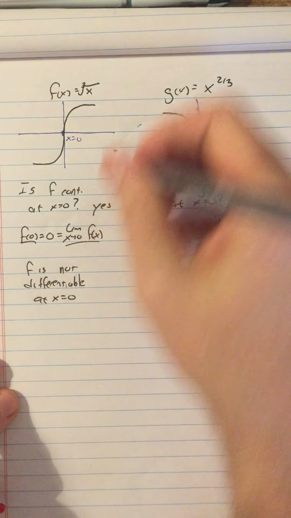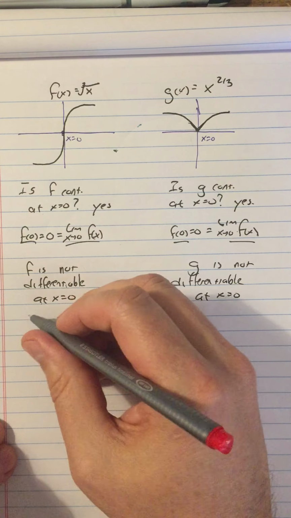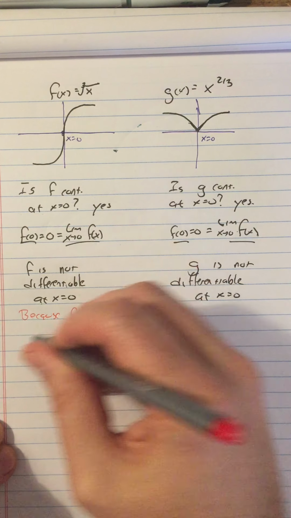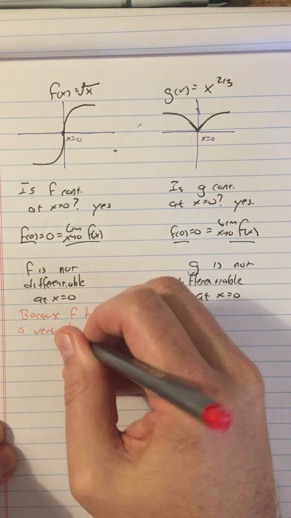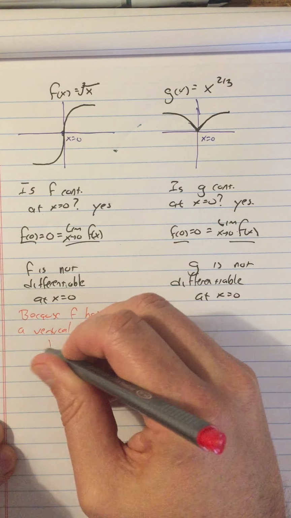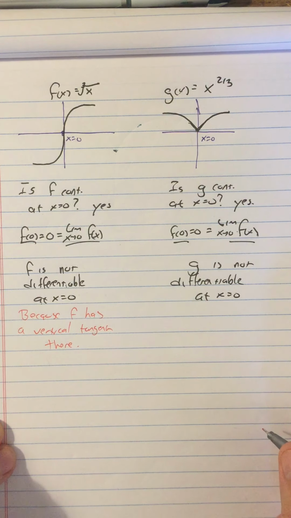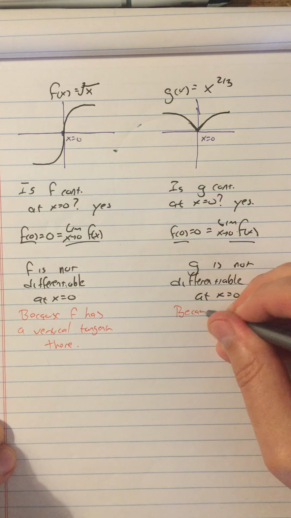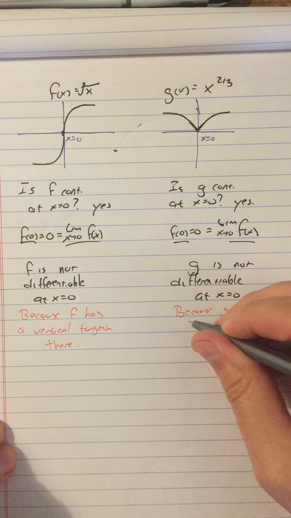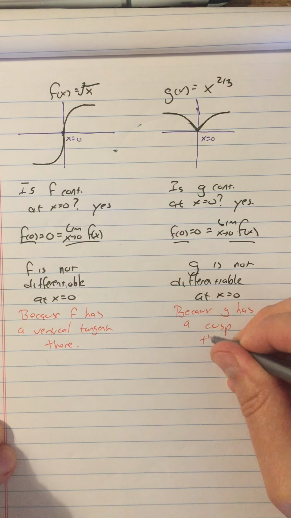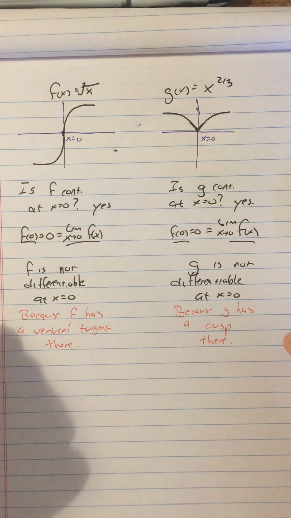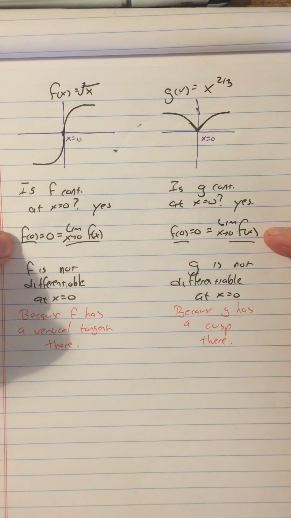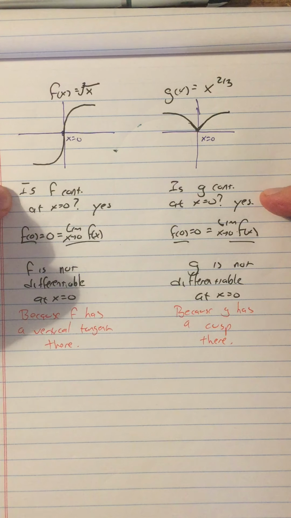All right, f is not differentiable at x equals 0. Our standard justification for that will be because f has a vertical tangent there, meaning at x equals 0. All right, g is not differentiable at x equals 0 because g has a cusp there. And these are the types of justifications that we're going to use for not differentiable. This is the justification you've already learned for continuous.